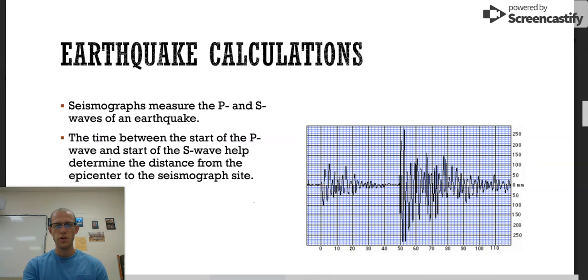When we look at one of these, the very first line you see is where the P wave starts. Then it tapers off. The next huge jump that you're going to see is the S wave. If we look at this time in between, that can help us determine the distance away from whatever center is reading this seismograph. The next slide is going to show us a little bit more with that.